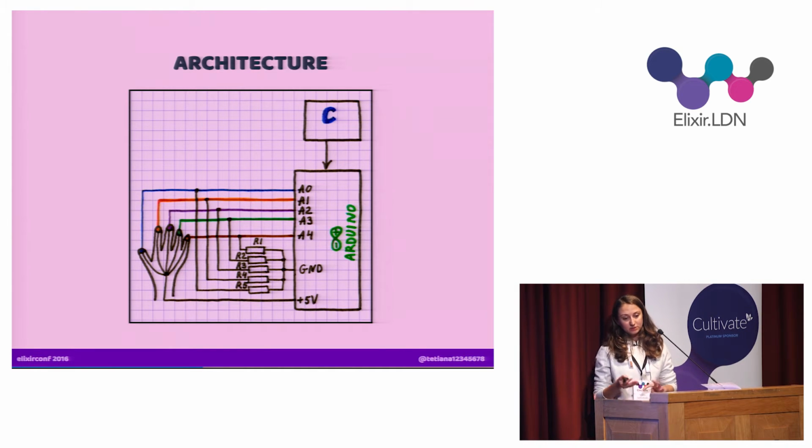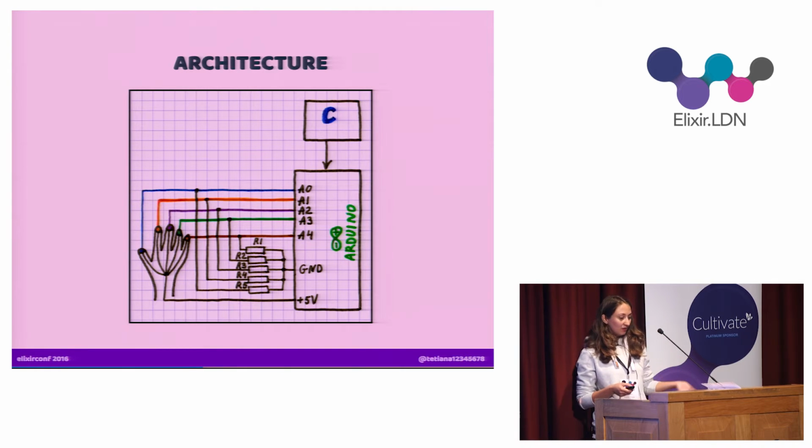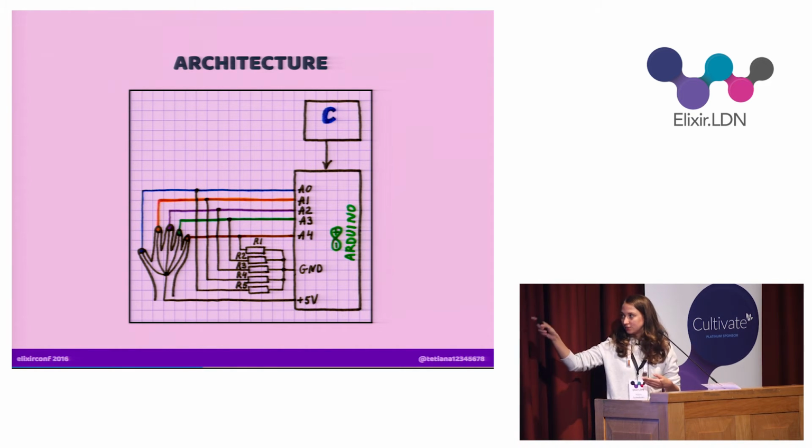To have a sensor on each finger, it makes sense to have it in a glove. Otherwise, it's a little bit hard to get it on your fingers. And all the sensors are connected to Arduino ports, and they send the signal.